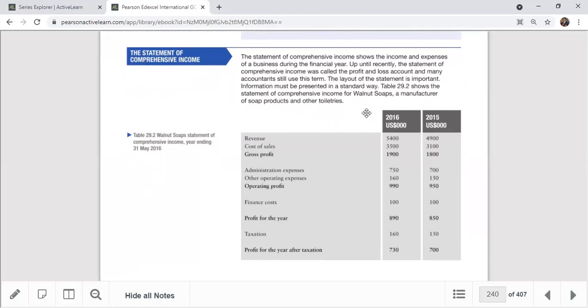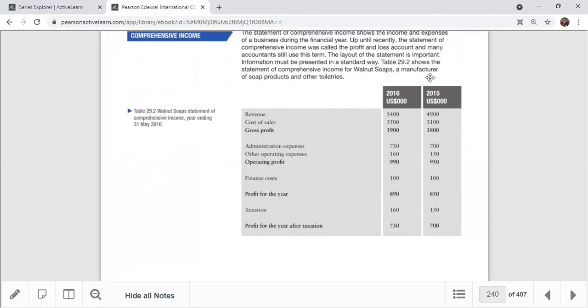Look at the format of this comprehensive income. Usually there are two columns coming year on year, 2016 and 2015, right? If this is 2021, the 2020 column is always there in a business organization. And this is the format: revenue, cost of sales, gross profit, and then deduct the other expenses, administration expenses, other operating expenses, and we call it operating expenses. Before we deduct the financial expenses, we call it operating profit.